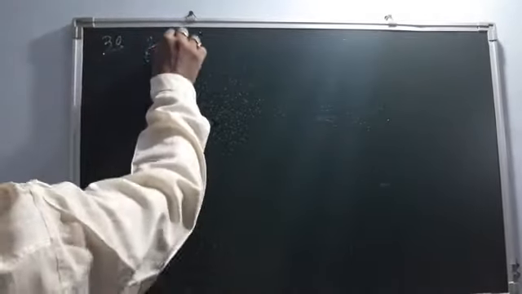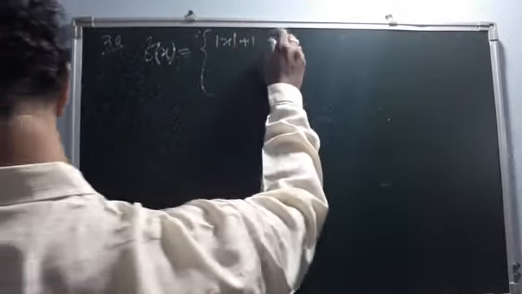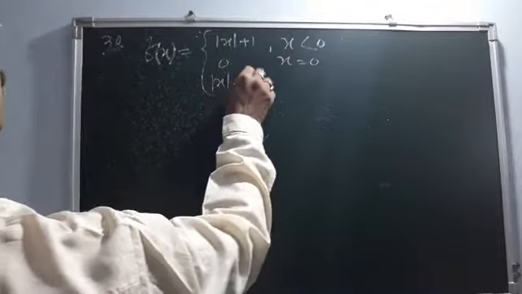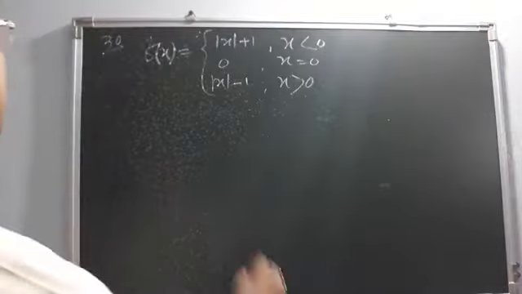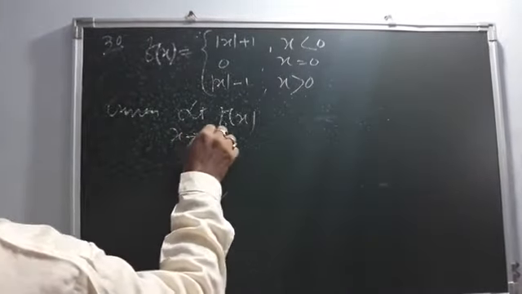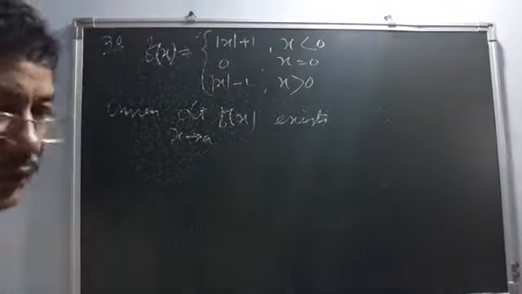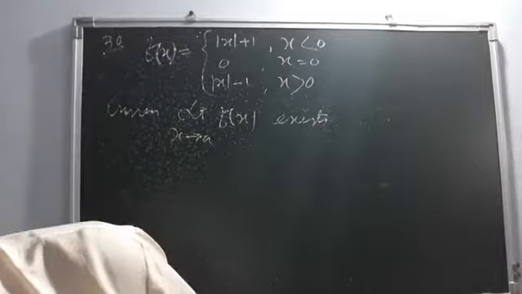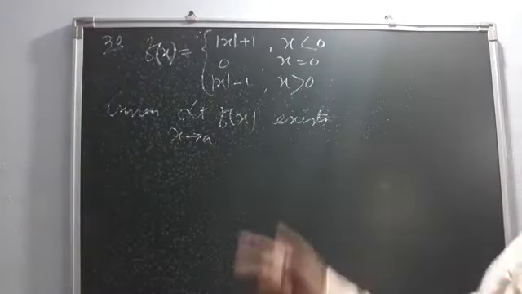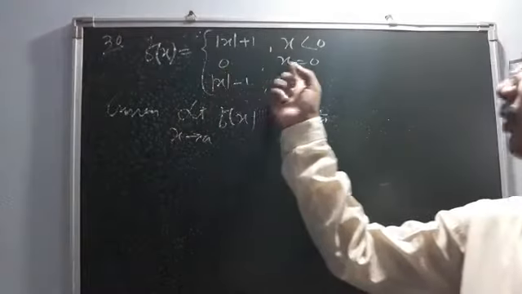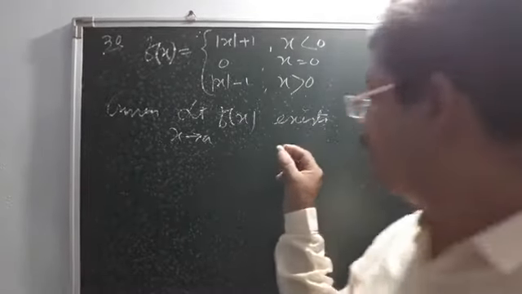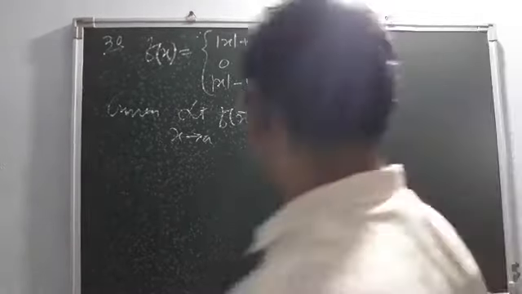f(x) is equal to modulus x plus 1 if x is less than 0, 0 if x is equal to 0, and modulus x minus 1 if x is greater than 0. They say that the limit of f(x) as x tends to a exists, then what is a? So I again want to repeat that f(x) is modulus x plus 1 when x is less than 0, f(x) is 0 when x is equal to 0, and f(x) is modulus x minus 1 when x is greater than 0. Then they say if this limit exists, then what will be the value of this a?